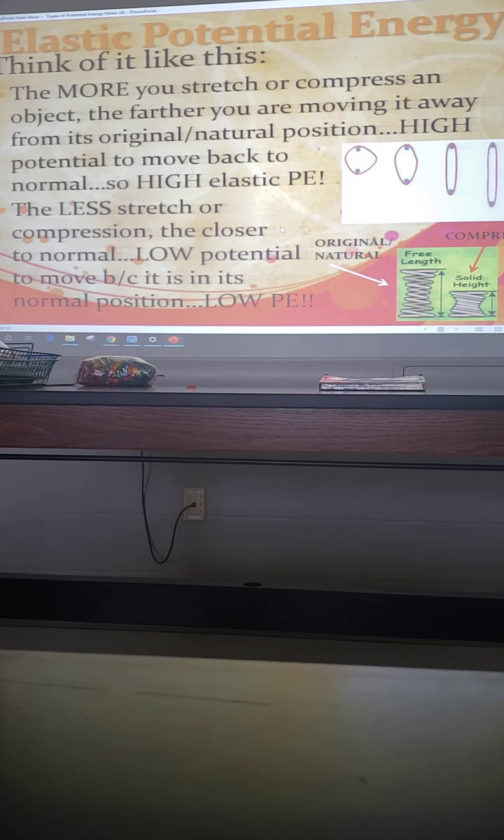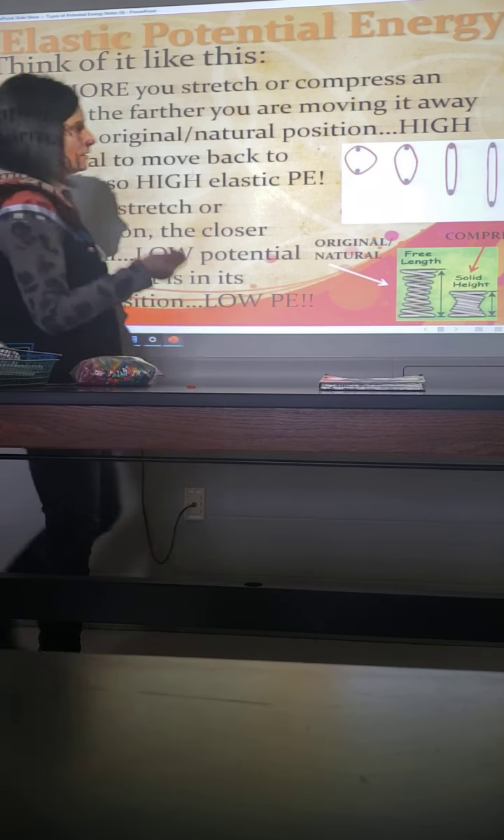So the less stretch or compression, the closer to normal, meaning I have low potential energy to move because it's already close to normal, meaning low PE or potential energy. So you can think of it as how close is it to its normal and original position. If it's really far away, then you have high potential to get back to normal. If you have not very far away from your original, then it's low potential because you don't have far to move to get back to normal.